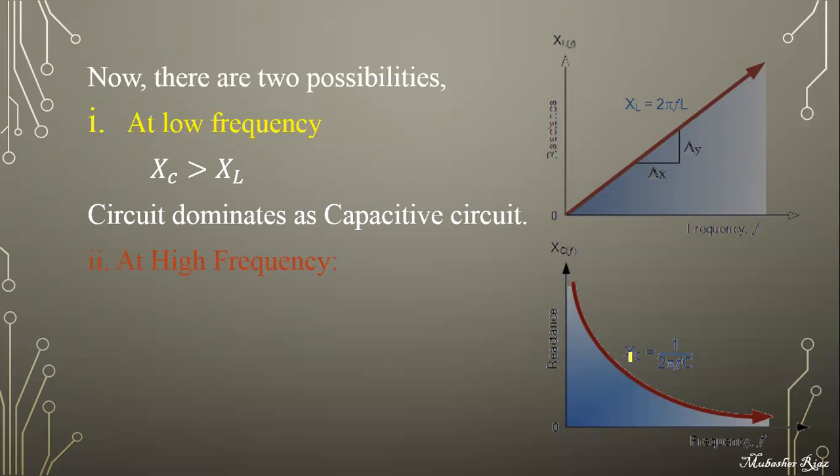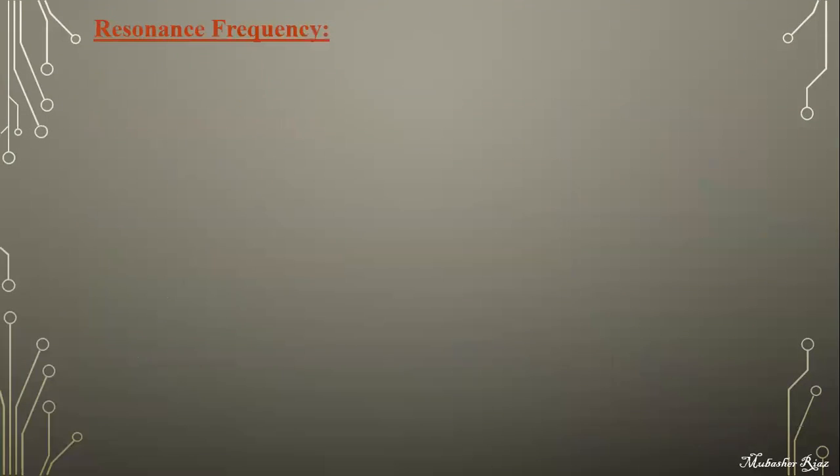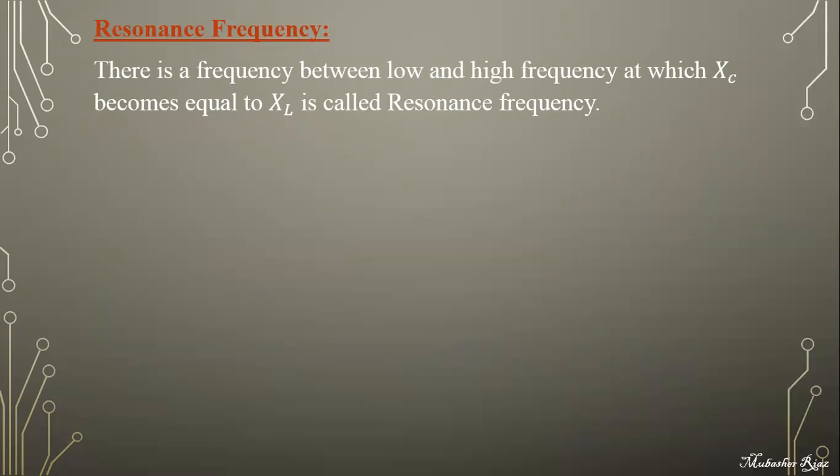And number 2, if the frequency of AC source is high, so at high frequency XL becomes greater than XC, and now circuit will dominate as an inductive circuit. So this is the dual behavior of this electric circuit at different frequencies. At low frequency, it behaves like a capacitive circuit, and at high frequency, it behaves like an inductive circuit. But there is another frequency called resonance frequency. And this resonance frequency is a value of frequency between low and high at which XC becomes equal to XL.